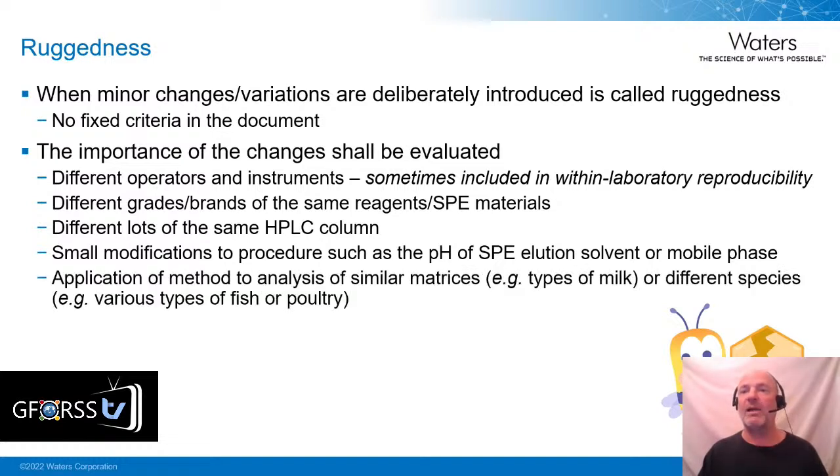And also even looking at the sample itself. So for example, different species, or even within a species. So is the method rugged enough to deal with lots of different types of fish? So we've got white fish, we might have oily fish. Does the method work just as well, regardless of which type of fish you choose?